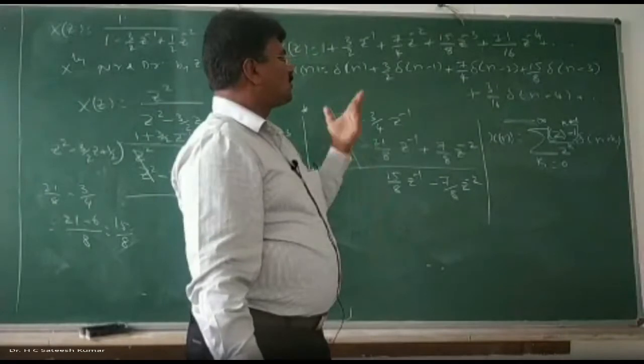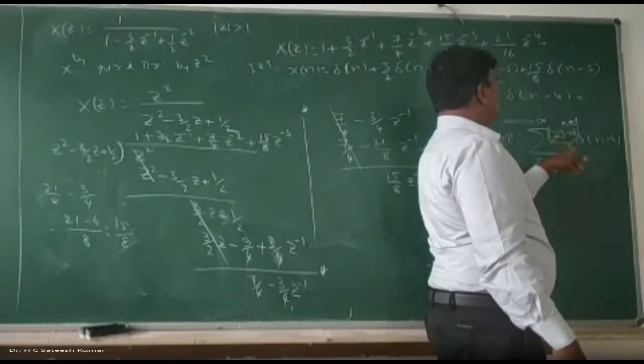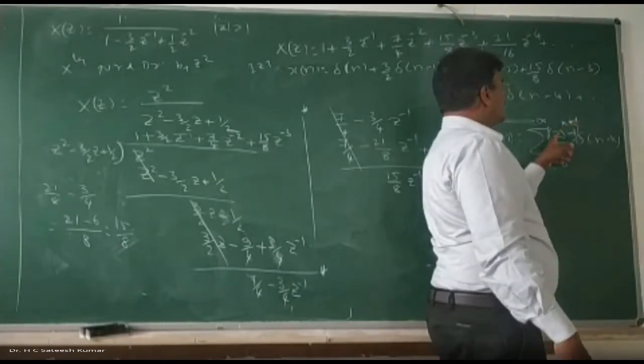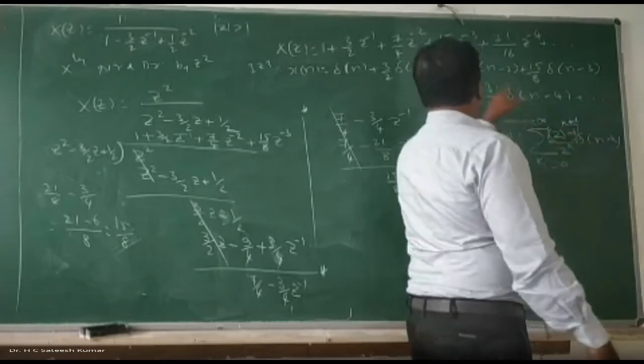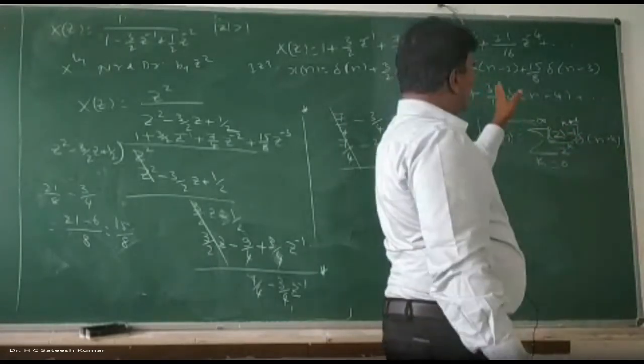Put k is equal to 2. K is equal to 2 means what? 2 plus 1 is 3. 2 cube is what? 8. 8 minus 1 is what? 7. We got it. Okay. Denominator: 2 to the power of 2 is 4. Yes, like that we can check it out.